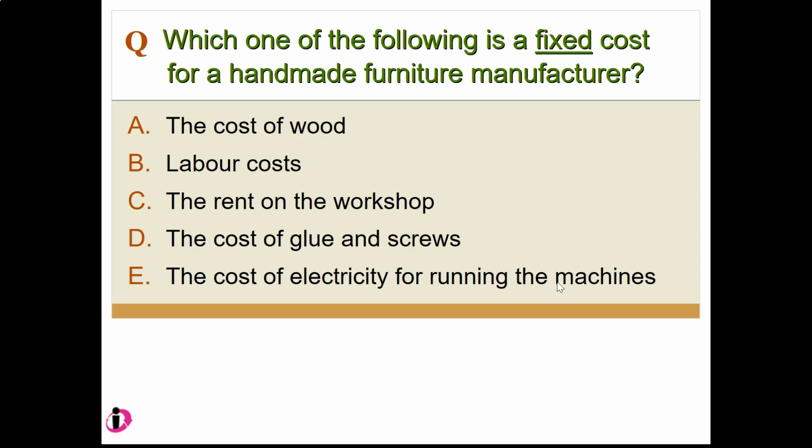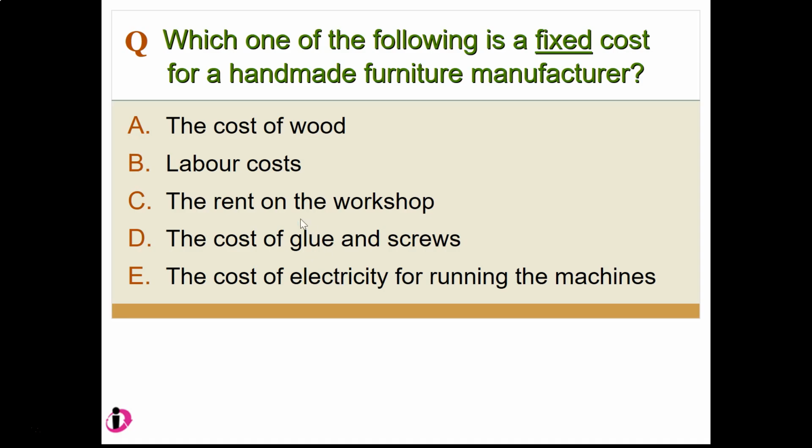Cost of electricity for running machines? Again, you are likely to run machines for a longer time period in order to produce more output. So you will use more electricity if you produce 10,000 desks compared to 3 desks per month. The more desks you produce, the more machines will operate and the more electricity you will use. So the cost of electricity will be variable costs for this particular business.